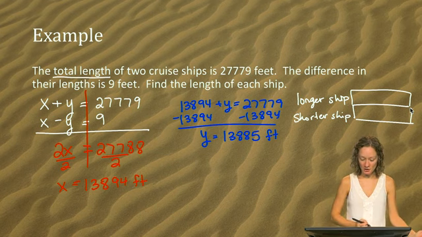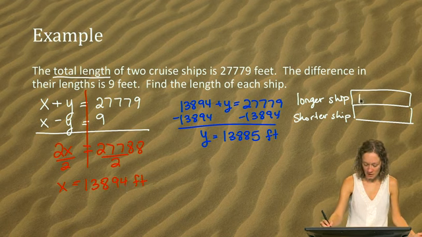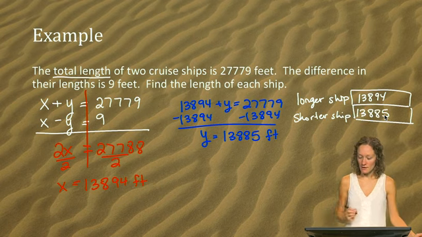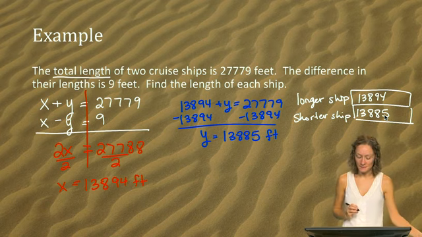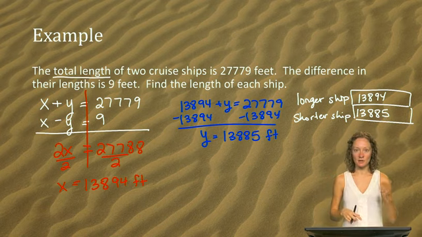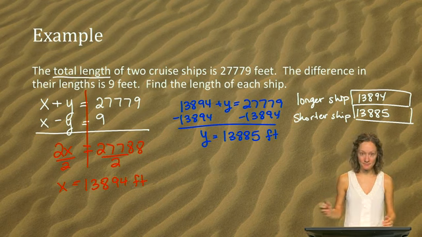Well, which one's the longer ship? 13,894 must be the longer. So you can write that there. And the shorter ship, 13,885. So you can fill them in like that. It might be the case that it just says type them in, but it might set them up the longer and the shorter. So keep that in mind.